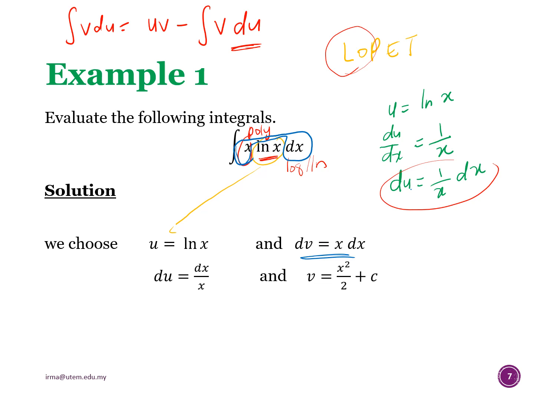Next is v. From dv here, we have dv equal to x dx. If I integrate both sides, I have the integral of dv equal to the integral of x dx. Integrate 1 with respect to v, you will get v, and integrate x with respect to x, you will get x squared over 2 plus c.